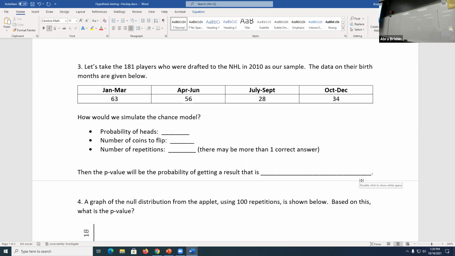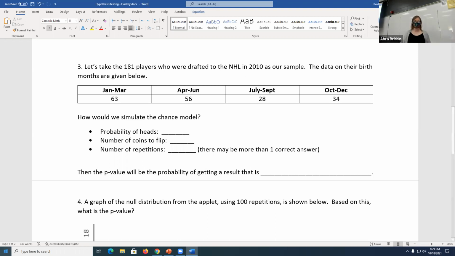Right. Yeah, if all the months really are equally likely, then it would be really unusual to have as many as 63. So seeing 63 out of 101 players born in January to March is convincing evidence that the months weren't all equally likely. We'll get there. Or you can use the app and then we'll use it, if you had access to it.